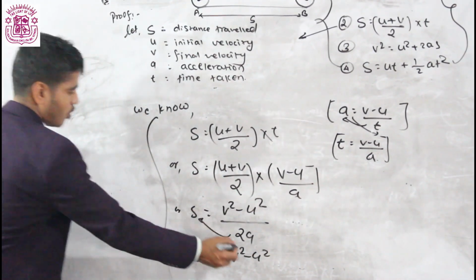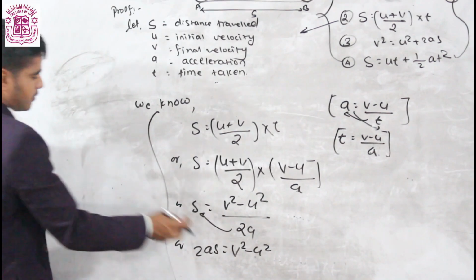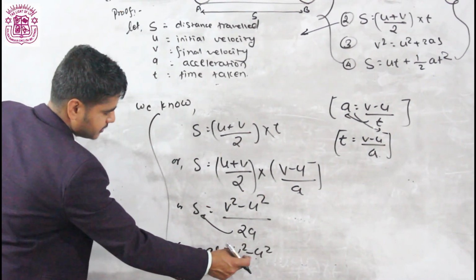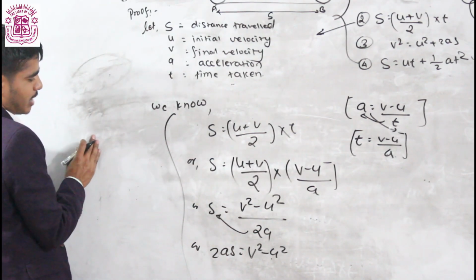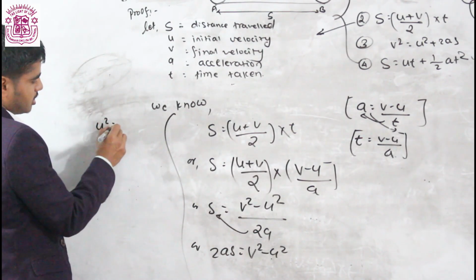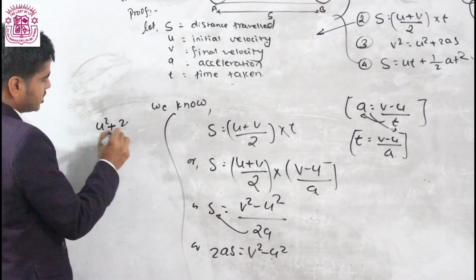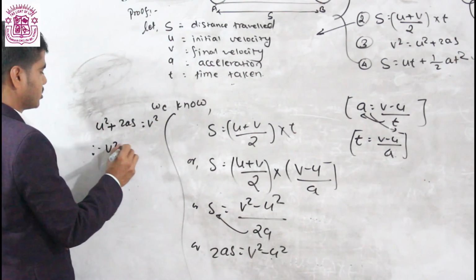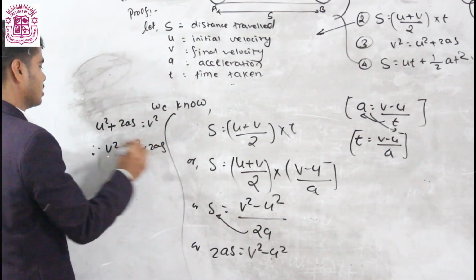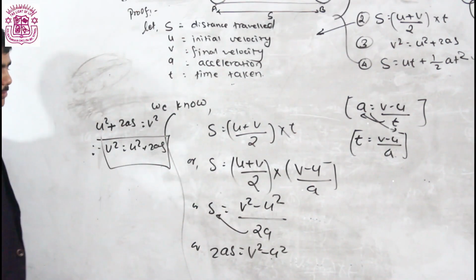When a negative sign comes before the equal sign, it becomes positive. So u² + 2as = b². Therefore, b² = u² + 2as, which is the proof of this statement.